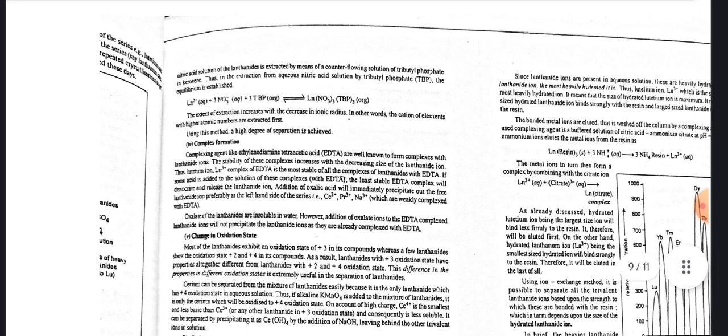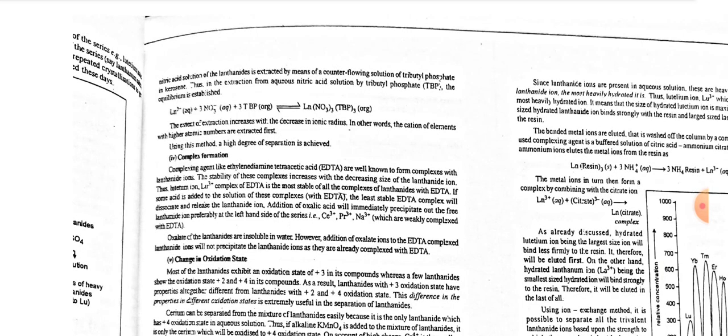Solvent extraction. This method of separation is based upon the fact that the solubility of lanthanides in organic solvents like tributyl phosphate is different in the solvent extraction process. Nitric acid solution of the lanthanide is extracted by means of a counterflowing solution of tributyl phosphate in kerosene.